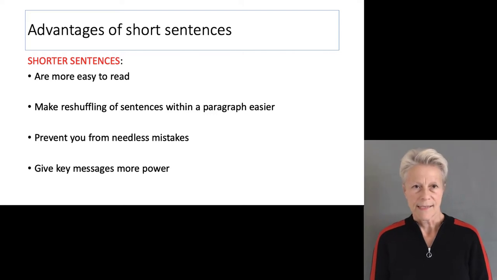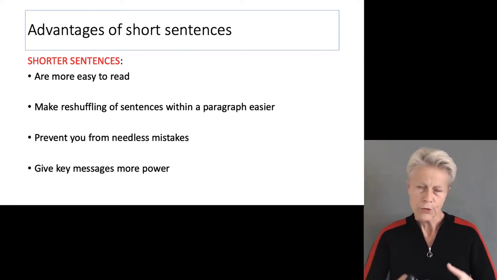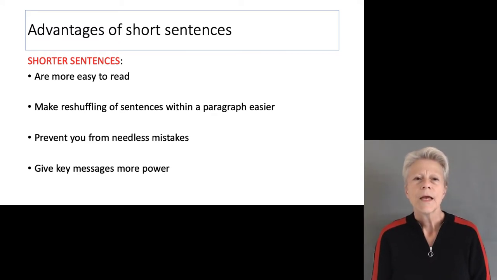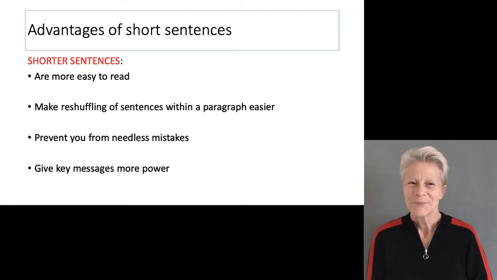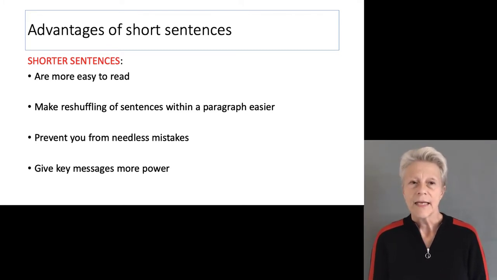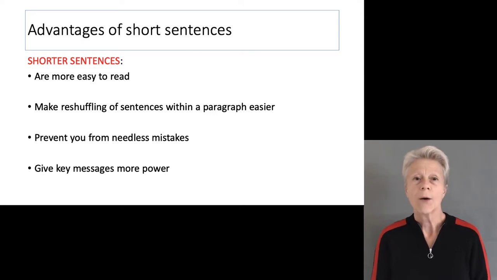Shorter sentences are easier to read. They make reshuffling of sentences within a paragraph much easier when you're still working on it. They prevent you from needless mistakes because they are simple. And very important, really not to miss, they give key messages more power.